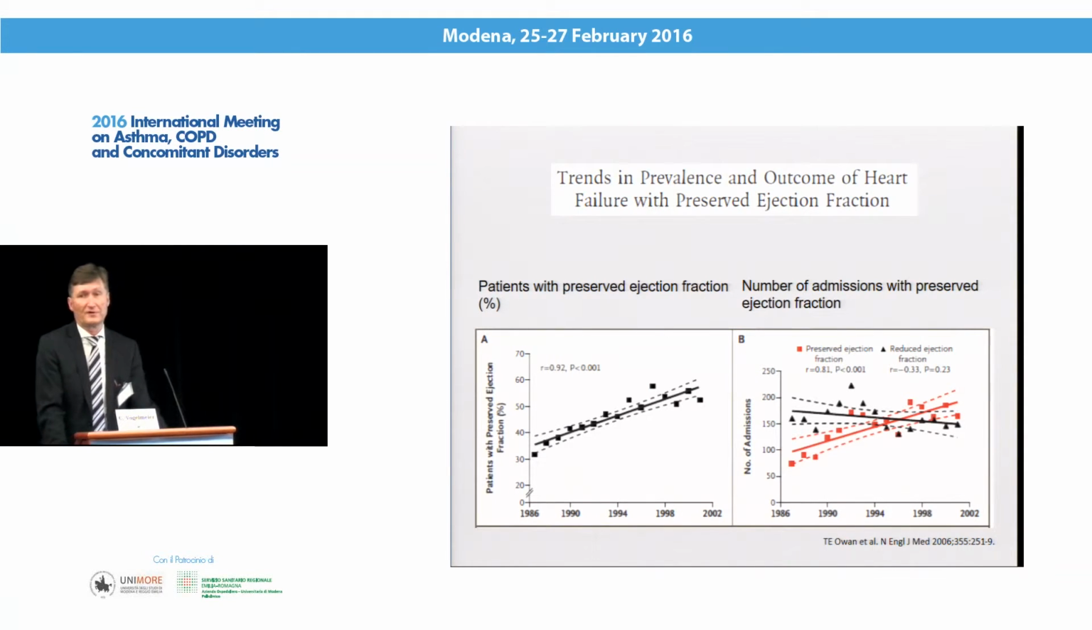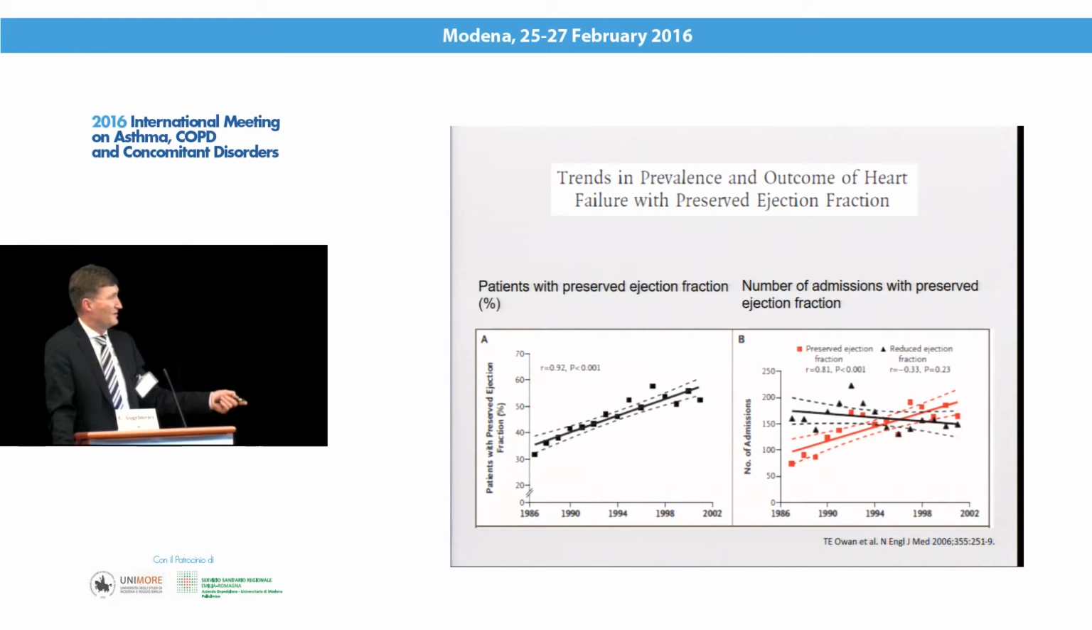How does it look with diastolic heart failure? This is a totally different story. These guys are typically in bad shape. Here you see a paper from the New England Journal where you see on the left-hand side patients that are admitted with a preserved ejection fraction, the percentage of patients with heart failure. And you see the percentage is going up dramatically over time, and in 2002, more than 50% of the patients with overt heart failure admitted to hospitals had diastolic heart failure with preserved ejection fraction.